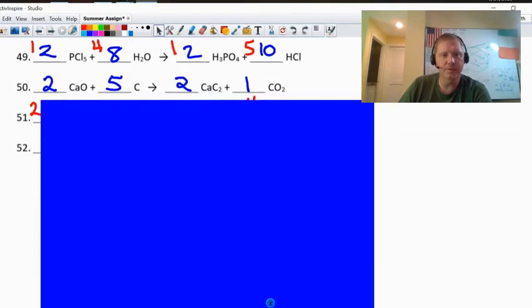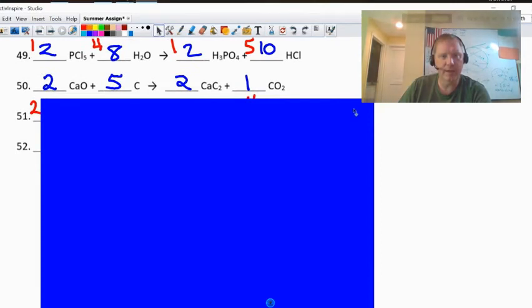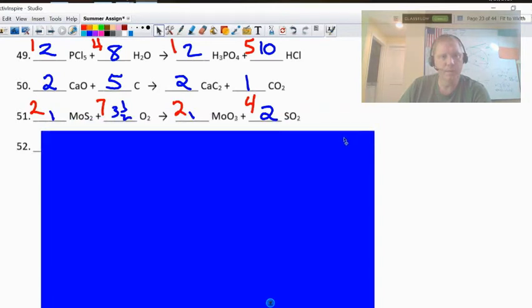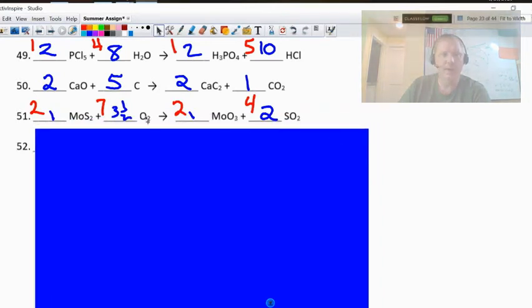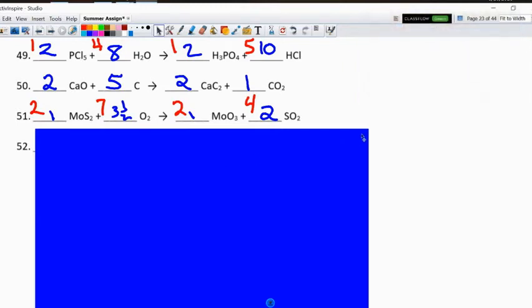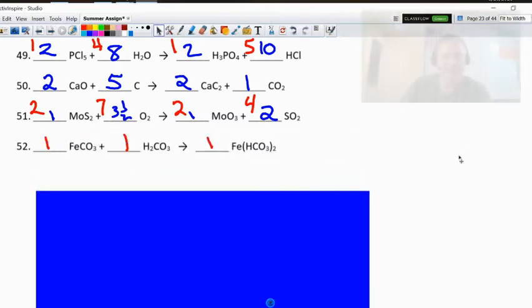Number 50 wasn't too bad. The carbons were a little bit hard to handle. And then number 51, I ended up with 7 O2s at one point, and that threw me off. 7 is kind of a weird number. We don't run into that one too often in balancing equations. And then 52, everyone's favorite, it was already balanced.